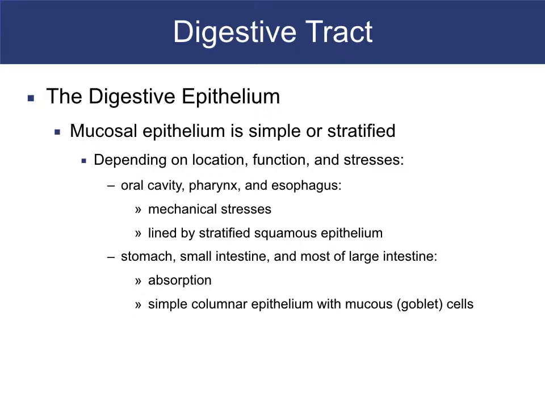Now, remember, stratified squamous epithelium is what skin is, right? But the difference in skin and this is that this is not cornified. It's not full of keratin. Remember, keratin is that protein that your skin cells make a lot of. That's what keeps your skin dry and leathery. So it's pretty tough.